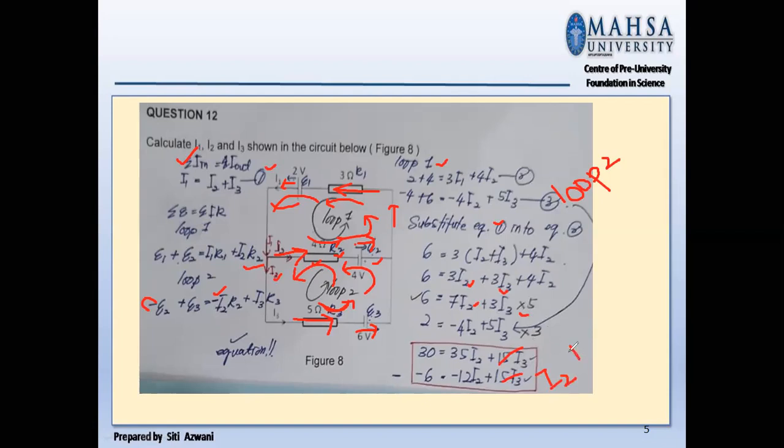After I get the value of I2, next substitute into any equation, equation 2 or equation 3, to calculate I3. And then use equation 1. Using equation 1, you can get the answer for I1.